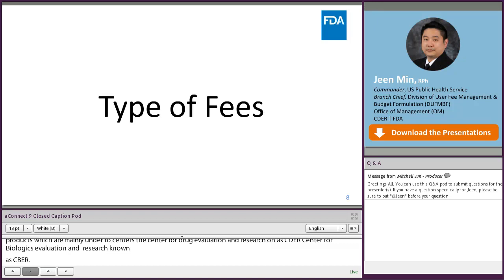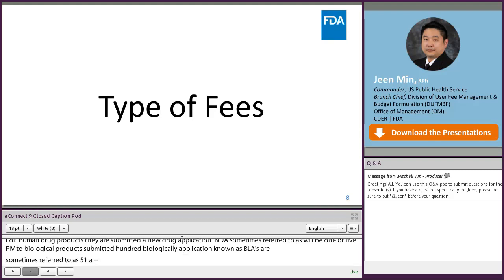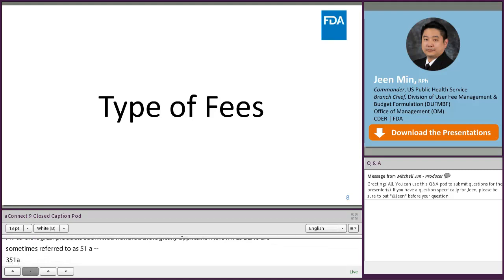The types of fees. Now that I provided some background on PDUFA, I'll be discussing the different types of fees. The reason why I'll be talking about the different types of fees is so you know what the fees are and what you're asking to waive. This will also provide some fundamental knowledge on the fee types, and I'll explain what they are.